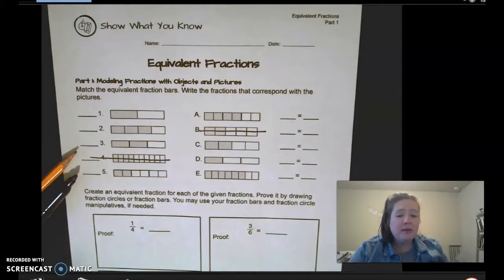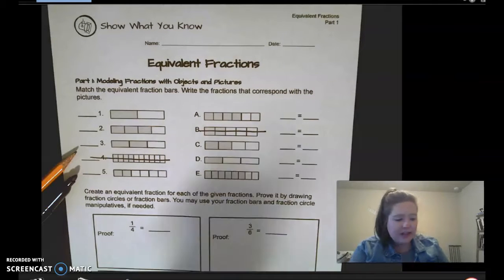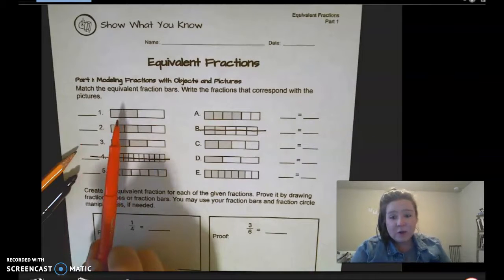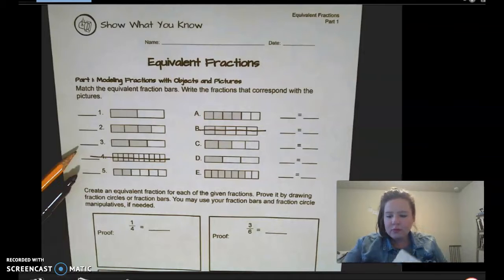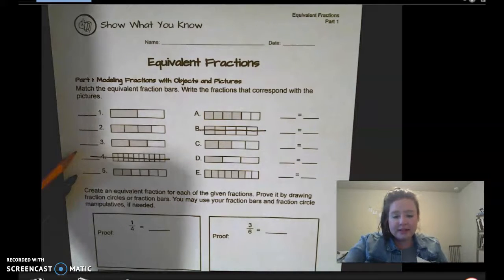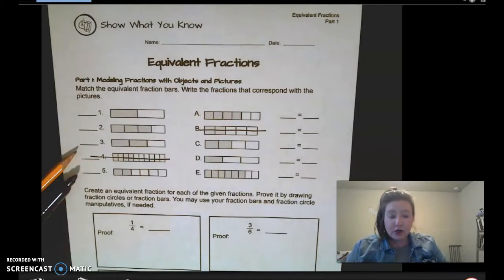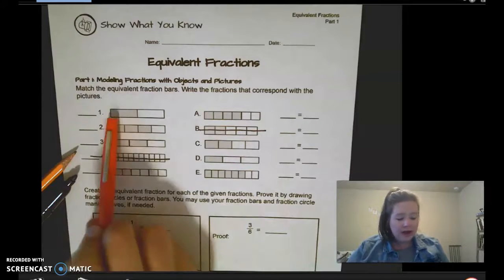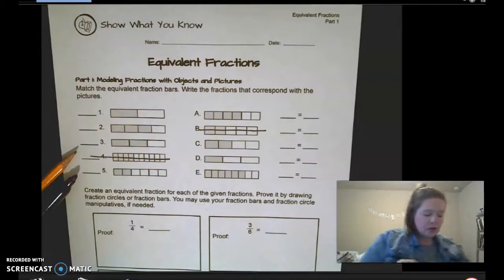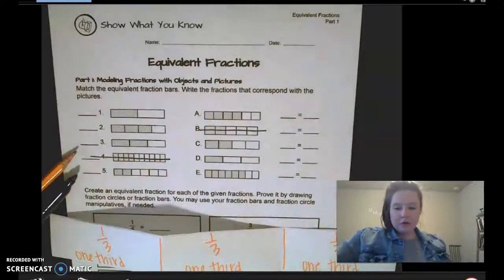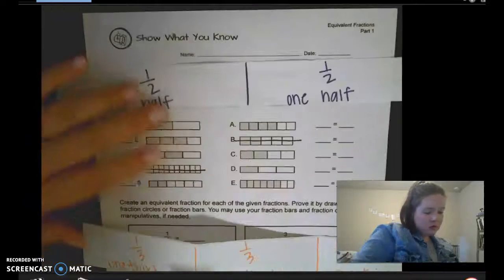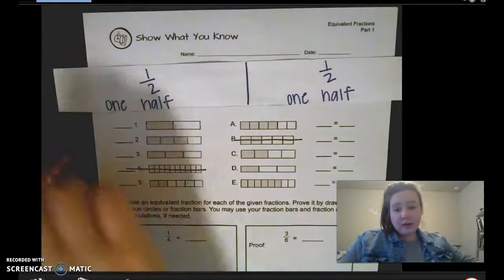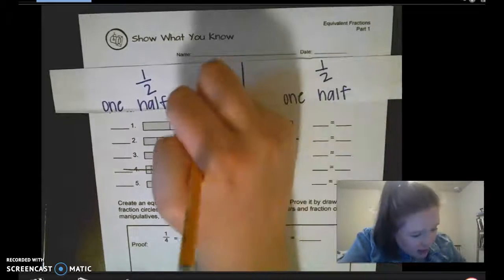Equivalent fractions. So you're going to be matching these fractions, and we're going to do this together. This is where I want you to get out your fraction pieces, okay? We're going to be using our fraction pieces that we made, and I was using earlier in this lesson. All right. So 1/2, and actually what I would do here is I would label 1/2.